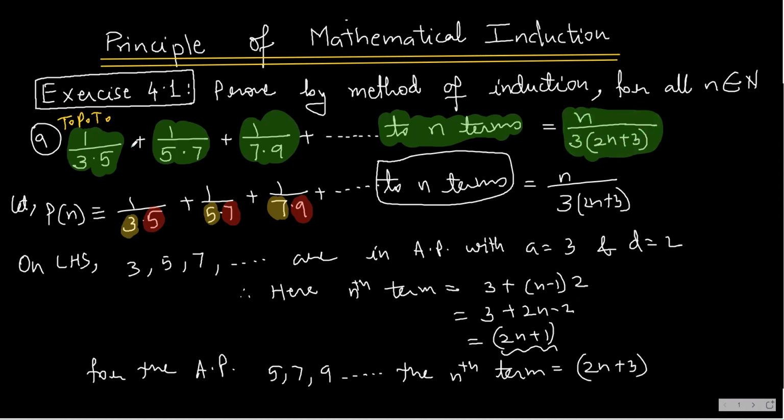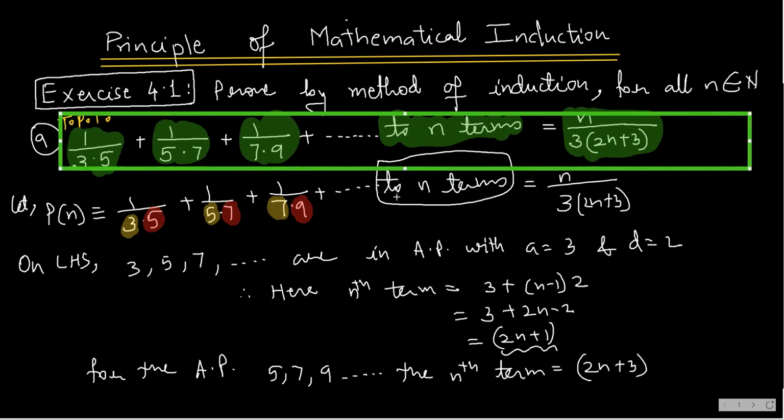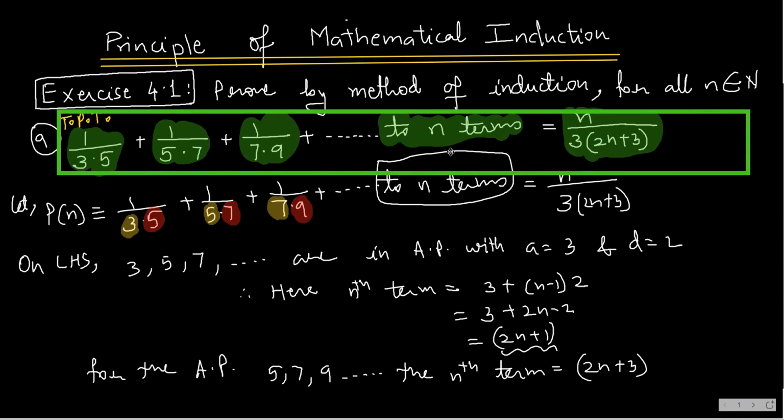So this is a proposition that we want to prove. Now in this, what is missing for me? See, on the left hand side of this proposition, I notice that the nth term is not there. So before I go for proving this by method of induction, the first thing that I shall be doing is finding out the nth term. I want to find the nth term of this LHS.